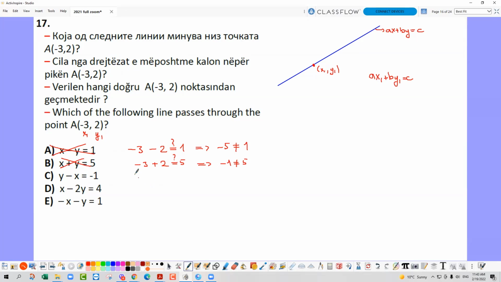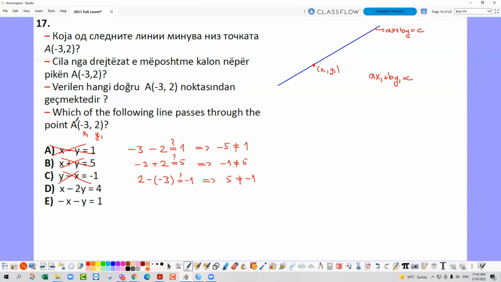Here y minus x, it's going to be y is equal to 2 minus x, it's written here, so 2 minus 3, because x is equal to minus 3, is it equal to minus 1? Here this is going to be 2 plus 3, which is 5, and 5 is not equal to minus 1. So this point is also not satisfying. So if we continue one by one, these are the two choices.